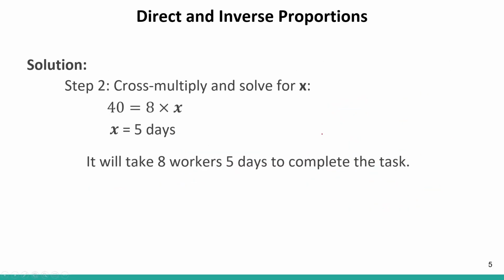So let's go forward with step number 2: cross multiplying and solving for x. So 40 is equal to 8 into x. This implies that x is equal to 5 days. So 5 days will be the correct answer. It will take 8 workers 5 days to complete that same task that has been completed by 4 workers in 10 days.